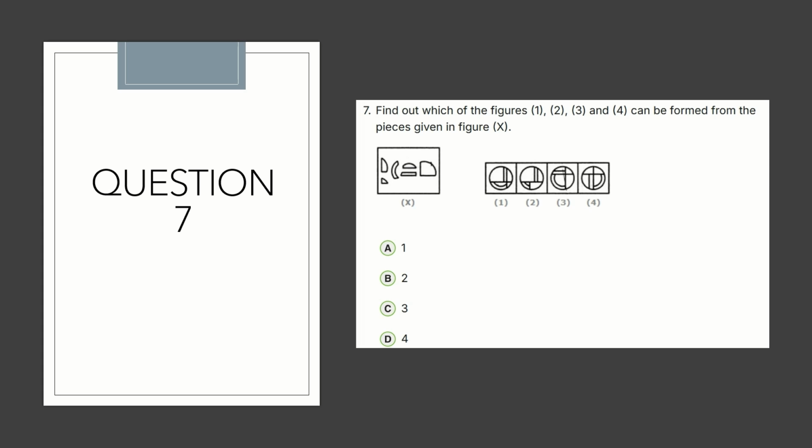Okay, and then moving on to question 7. Looking at the pieces in figure X, we'll start with this shape here. In option 1, we can see that we have the shape, which is here. Then in option 2, we have a similar shape, but it's not really the same because here, it's less angular. The same thing applies for figure 3 and figure 4. So that only leaves us with one option, which is option A.